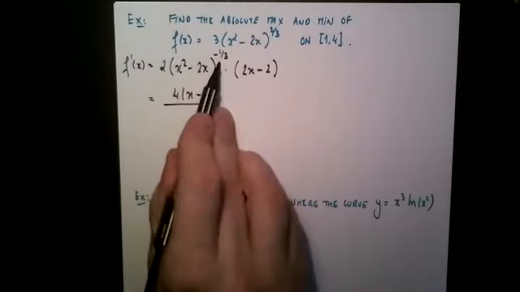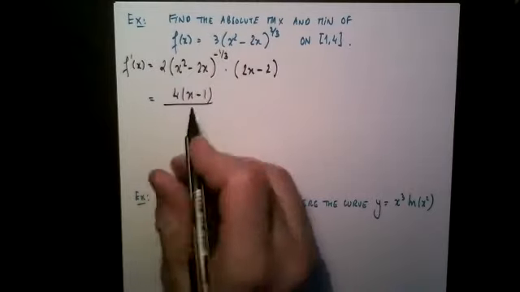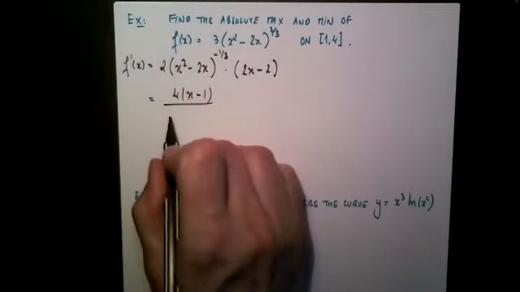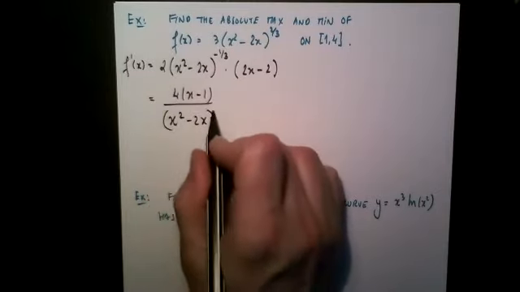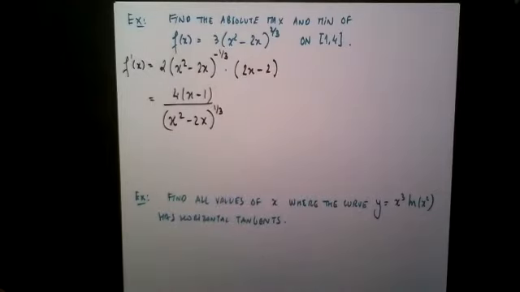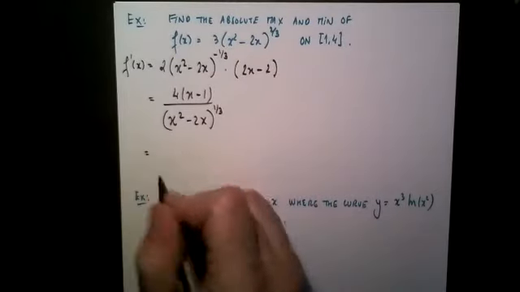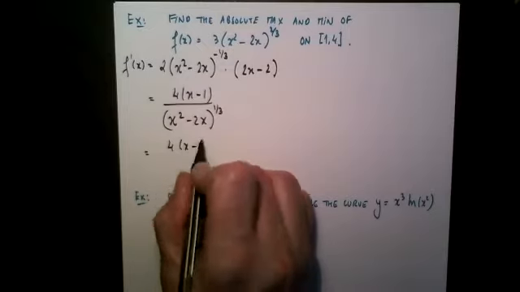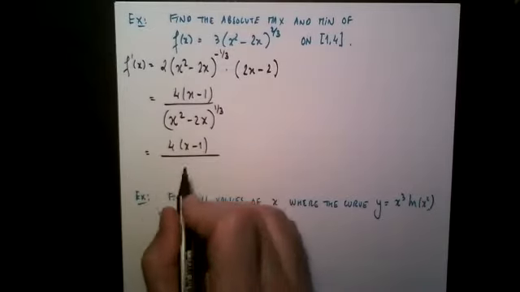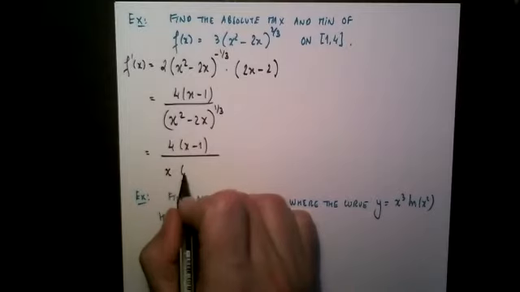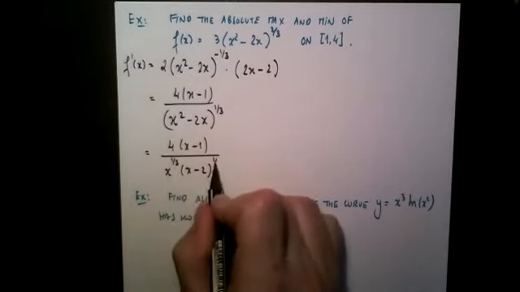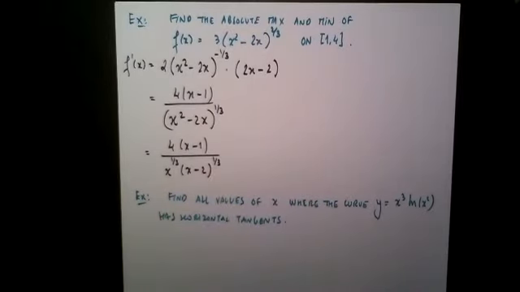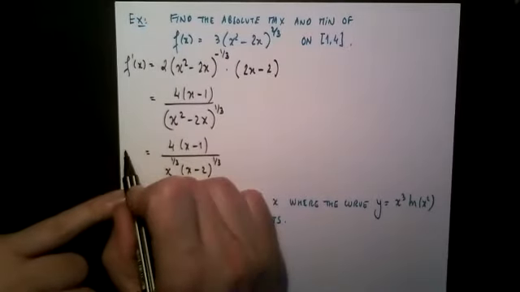And this, since the exponent is negative, I could send on the bottom. And so I have (x² minus 2x) to the power 1/3. And that is 4 times (x minus 1). And if I factor the bottom, I will get x times (x minus 2), each of them to the power 1/3. Okay, so this is f prime of x.